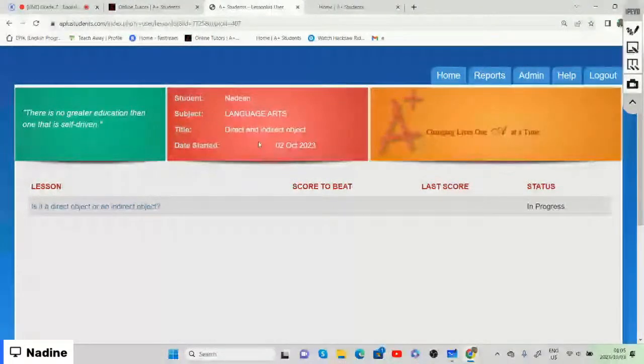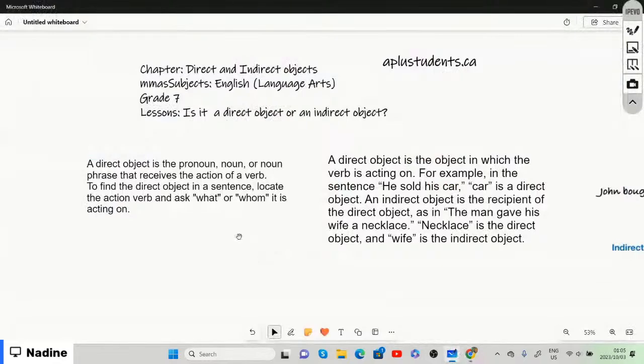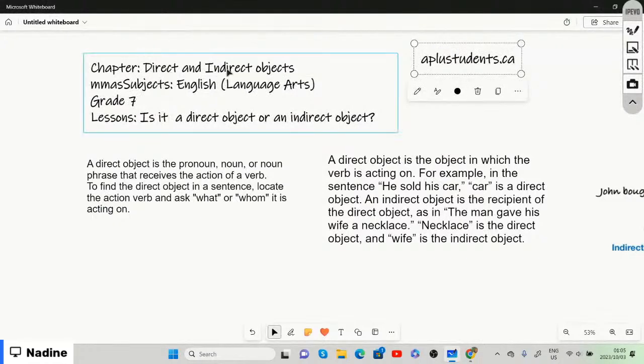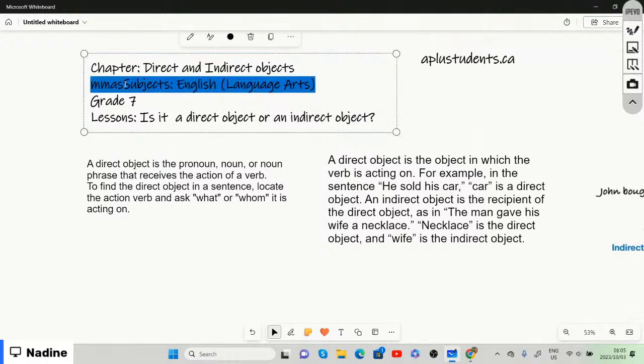All right. So once we are at the chapter of direct and indirect objects, our subject is English, which is language arts, grade 7. And then our focus lesson is: is it a direct object or an indirect object? So that is going to be our lesson today under the chapter of direct and indirect objects.